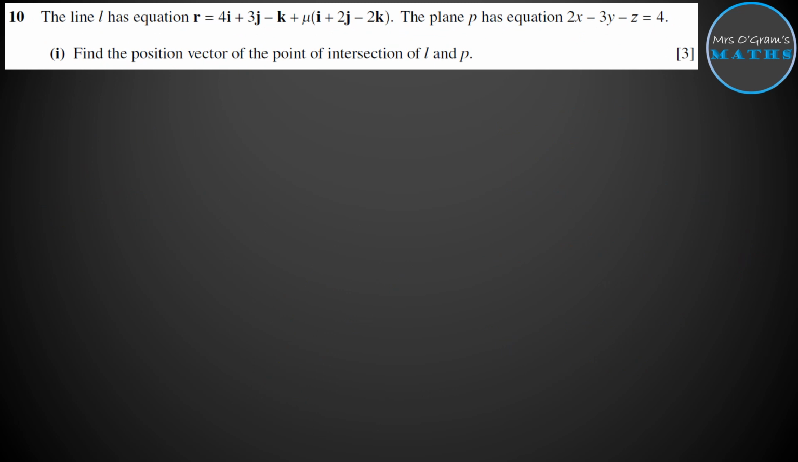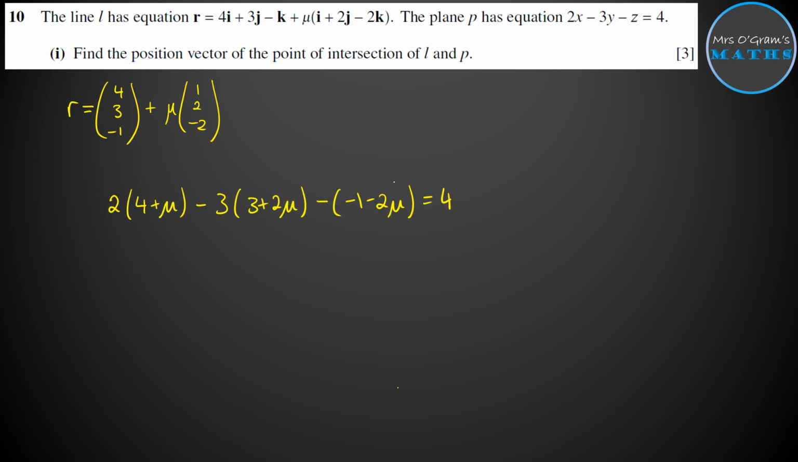We want to find the position vector of the point of intersection of the line and plane that we've been given. So at the point of intersection, we need to satisfy both of these equations. So if we substitute in the values from the line into the equation, we can work out what mu will need to be. So this is what we get when we take the top line being x, the middle line is y, the bottom line is z from this equation, and then substitute that into the equation for the plane P.